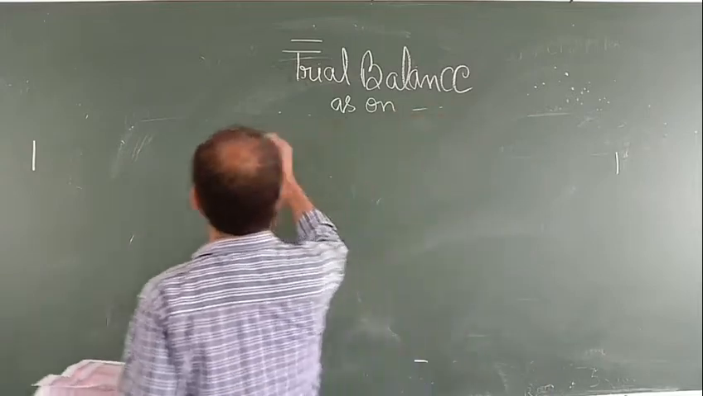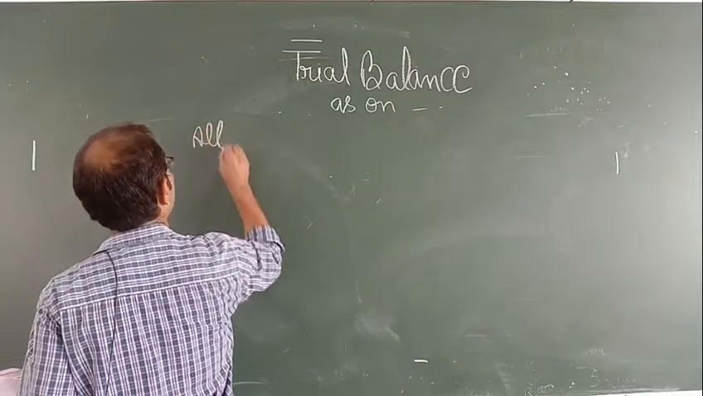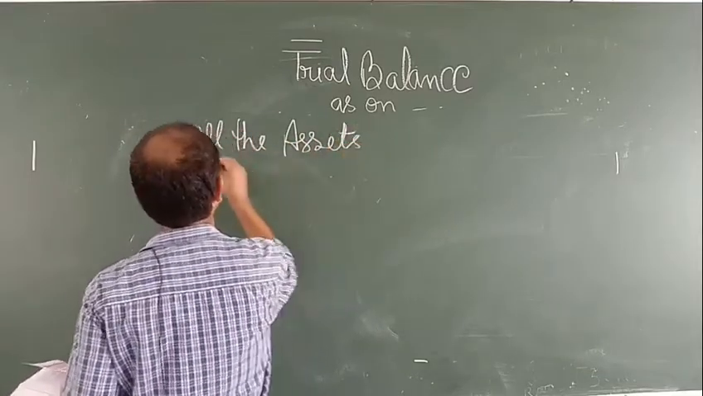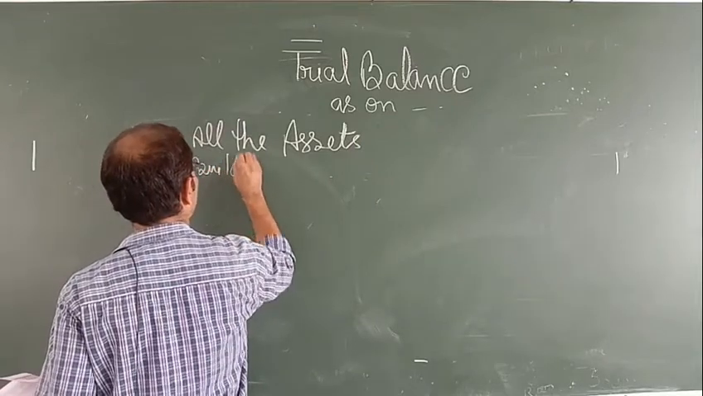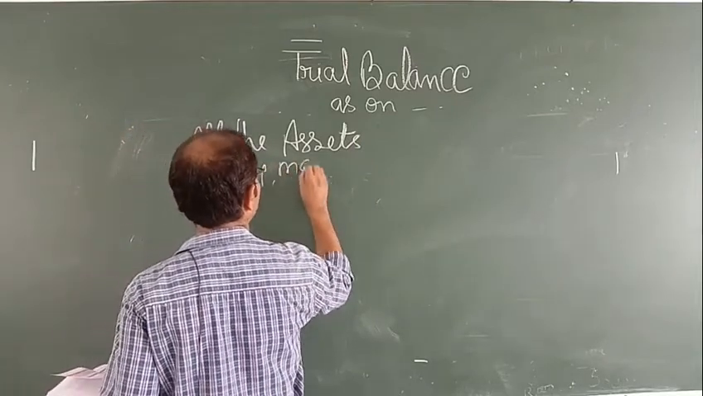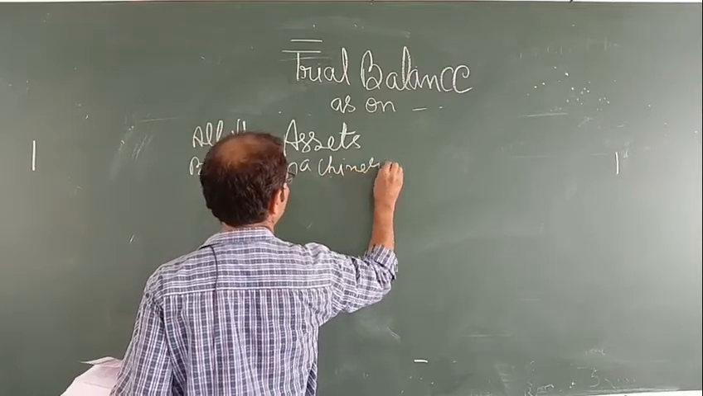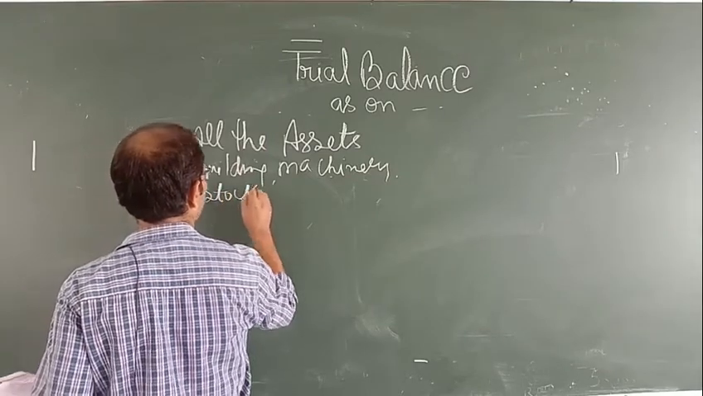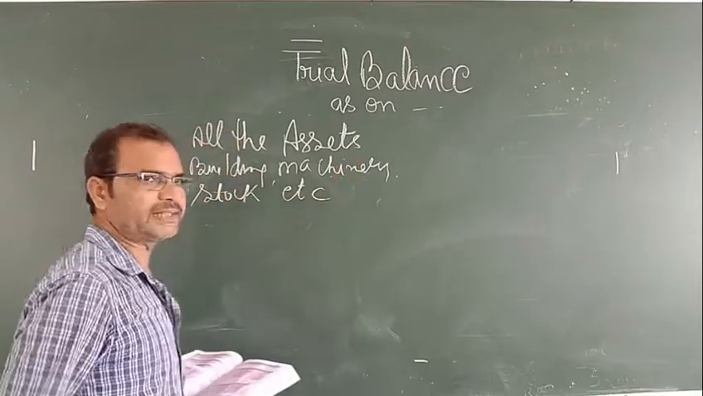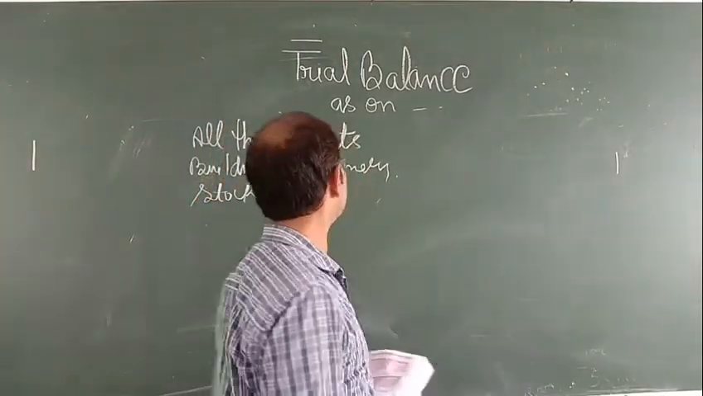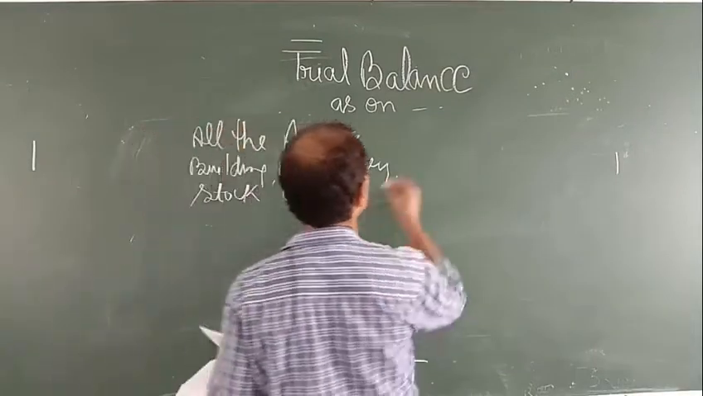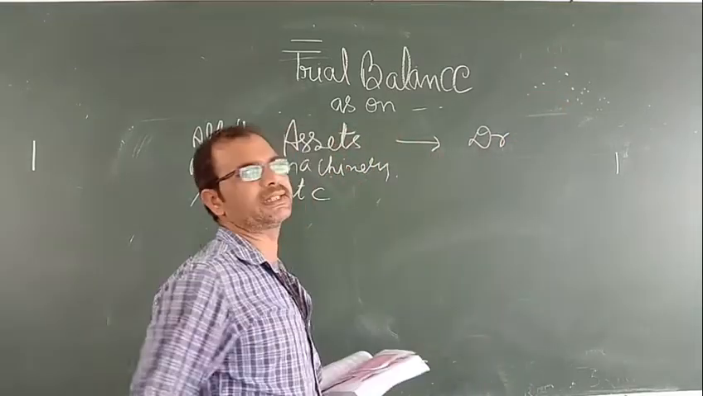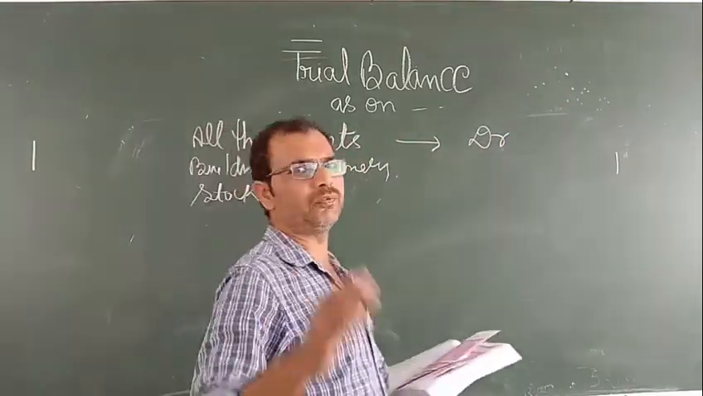Have a look. First of all, we should know all the assets. Assets means building, machinery, stock, etc. There are a lot of assets in our business, and all the assets will come in the debit side because all the assets have debit balances. These are the pinpoints you will have to learn.